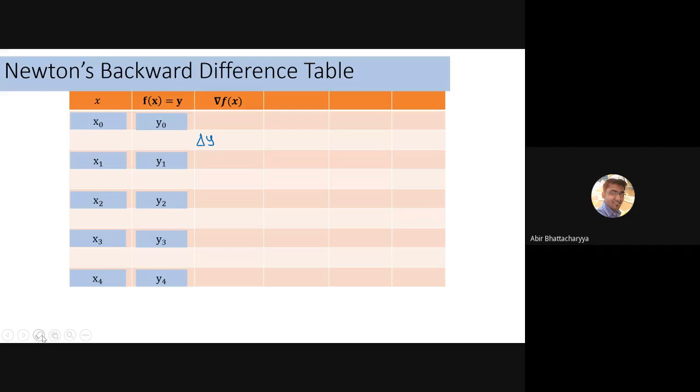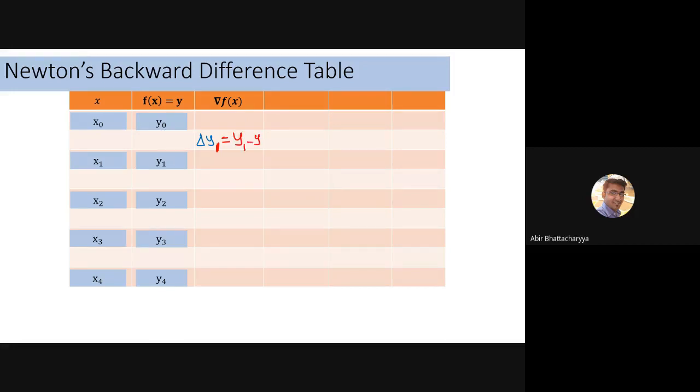Backward delta of y1, what is the value? y1 minus y2? No, it's wrong. What is y0 minus y1? No, not y0 minus y1. Hardik, your answer is correct. It is y1 minus y0.